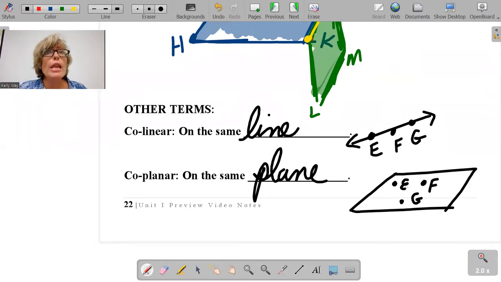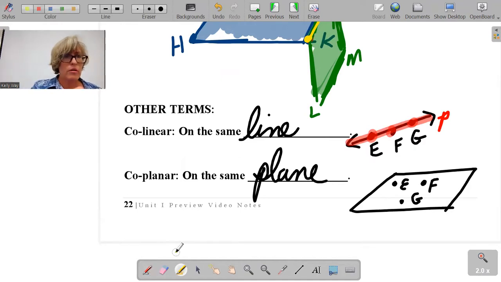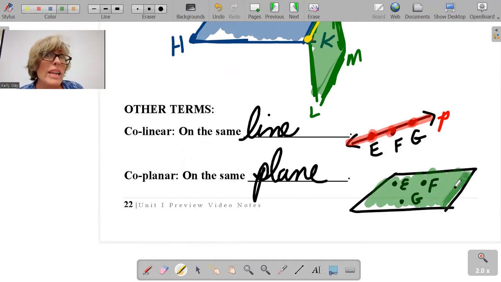Collinear, on the same line. In this case, we would say points E, F, and G are collinear because they're on the same line. Let's just give this a name, P. Coplanar, on the same plane. E, F, G, H are non-collinear, not on the same line, but they are coplanar. They are on the same plane.